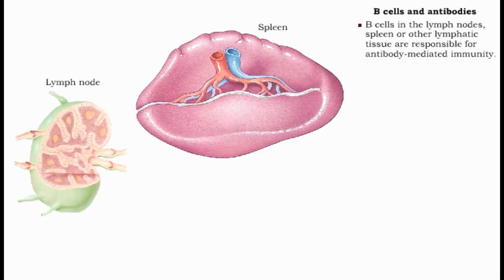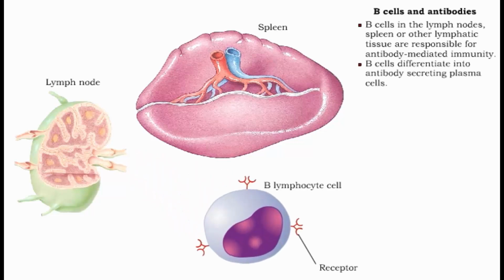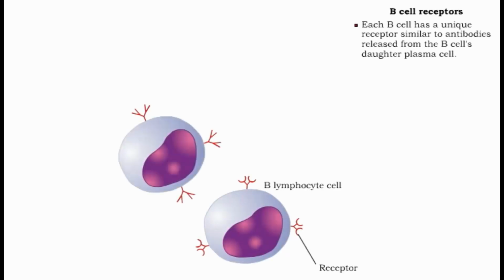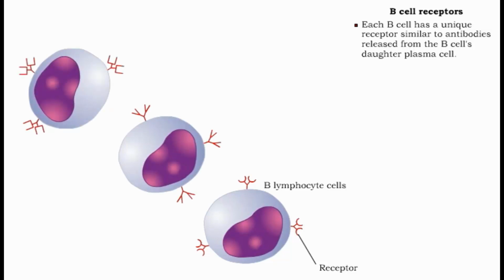Antibody-mediated immunity is carried out by B lymphocytes, or B cells. These cells differentiate into antibody-secreting plasma cells in the lymph nodes and spleen. The body contains millions of different B cells. Each has on its surface a unique form of the receptor. The receptors are immunoglobulins, very similar to the antibodies that the daughter plasma cells will secrete upon activation.